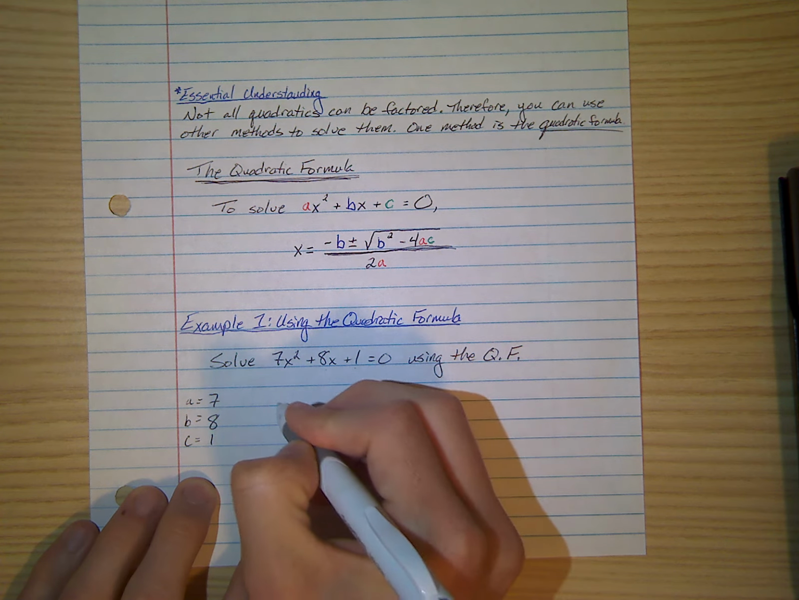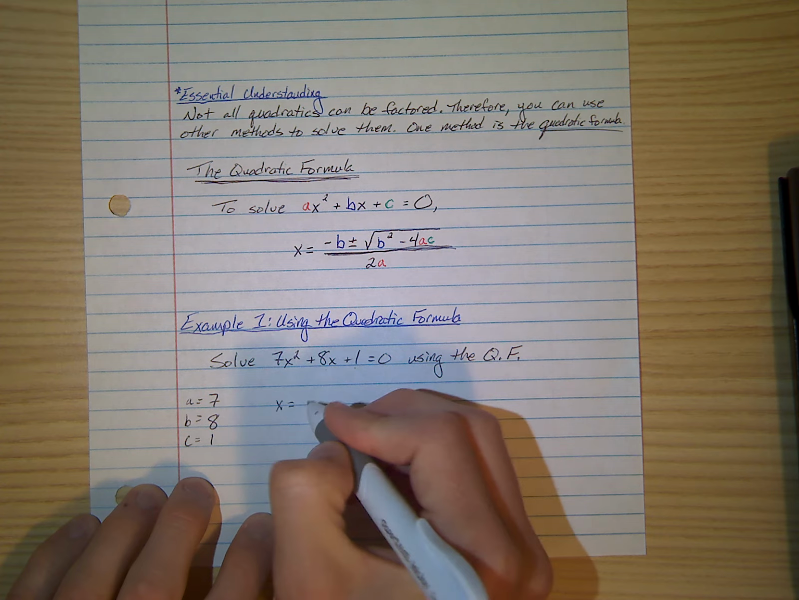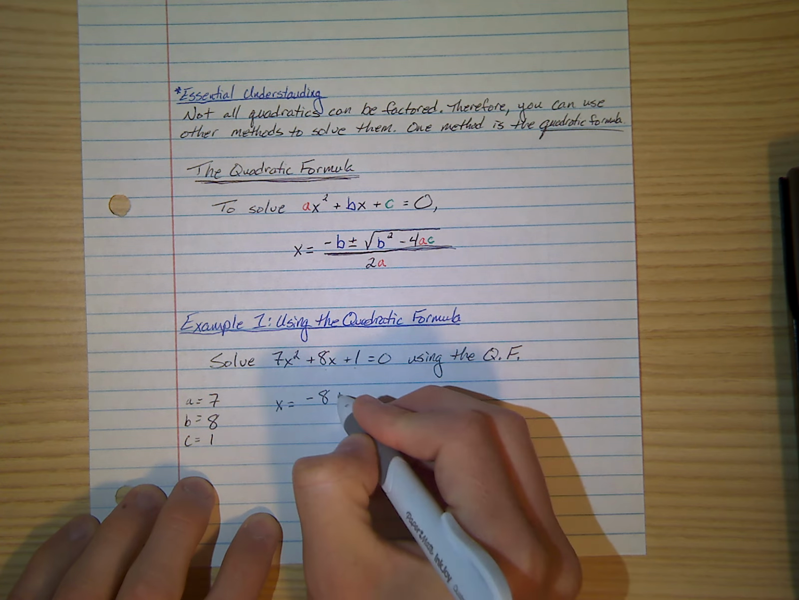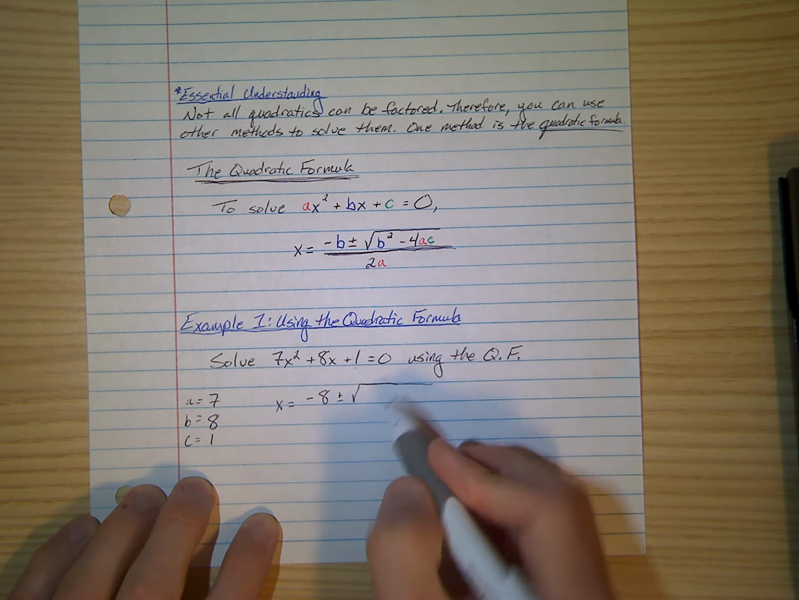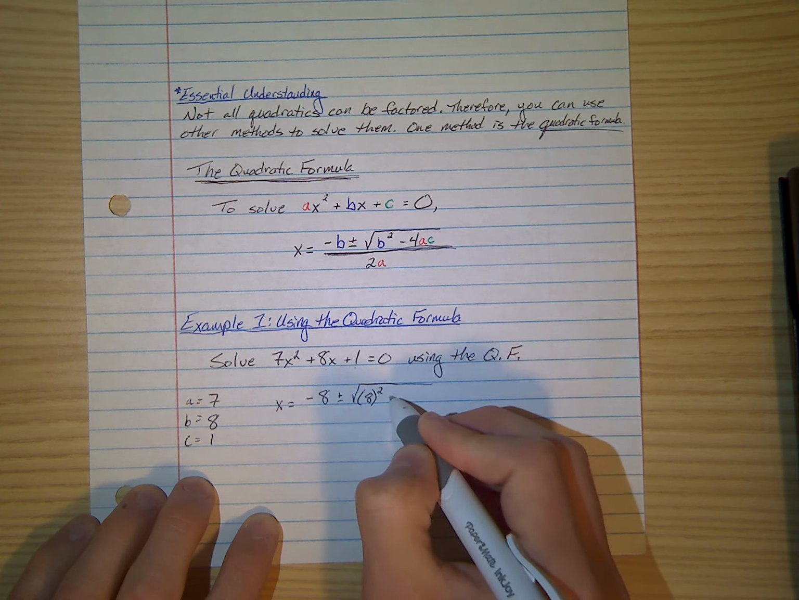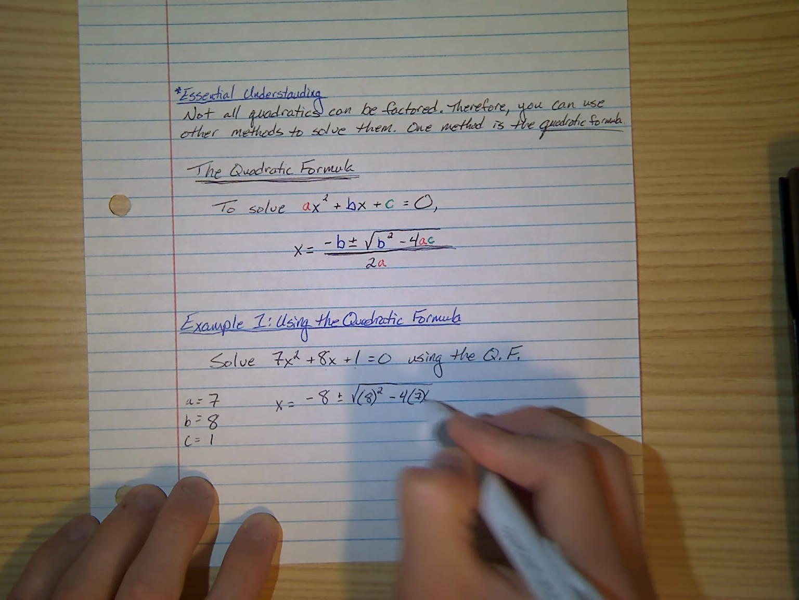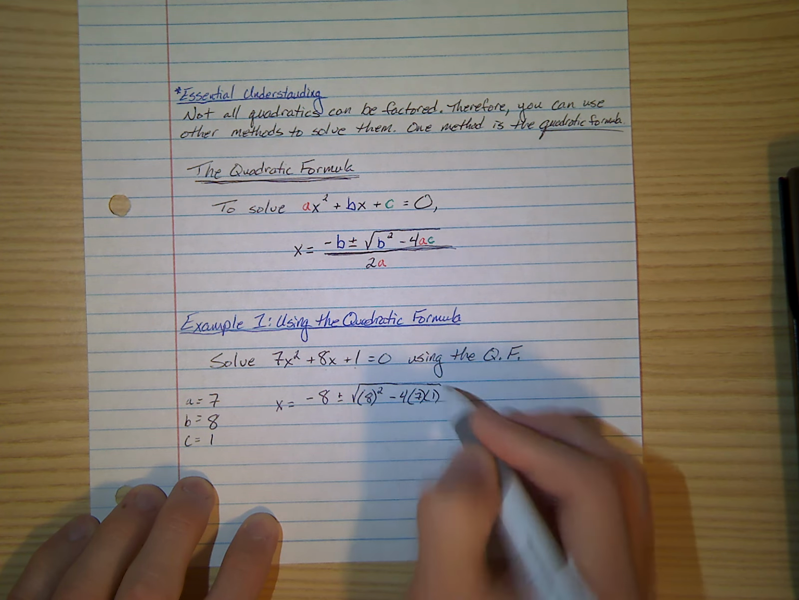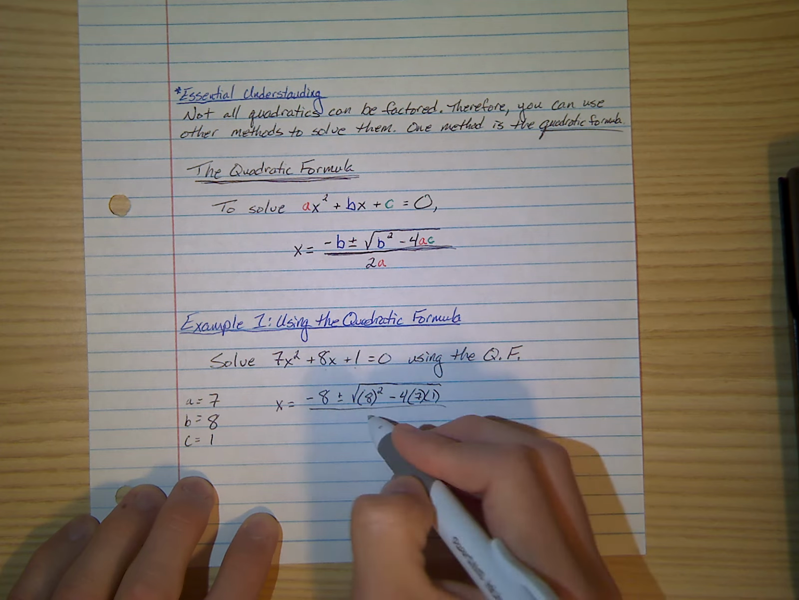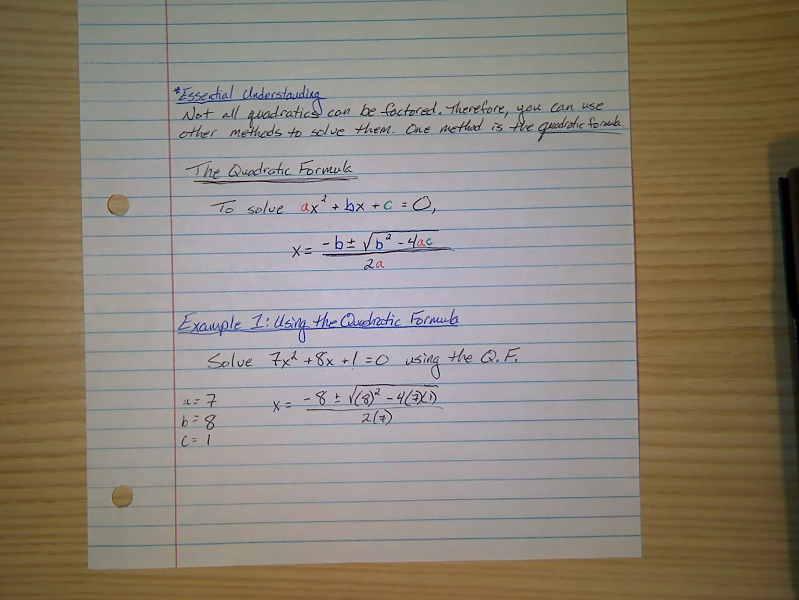Okay, so you would have x is equal to, now negative b, so negative 8 plus or minus the square root of 8 squared minus 4 times a, which was 7, times c, which was 1, all over 2 times a, which was 7. Okay, and then we just have to simplify this.